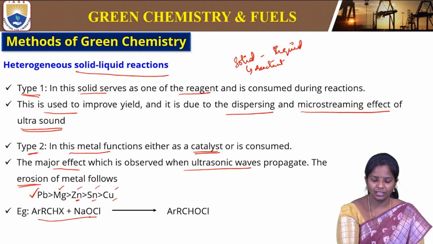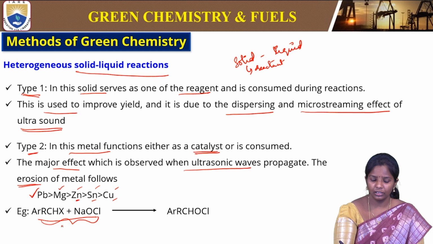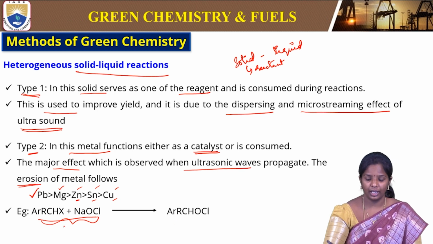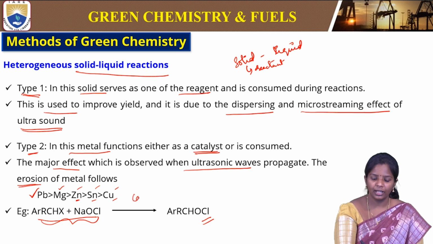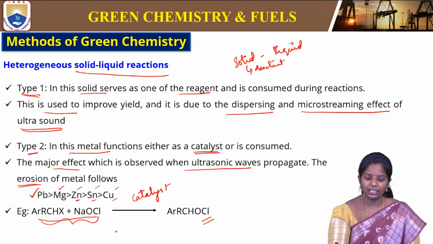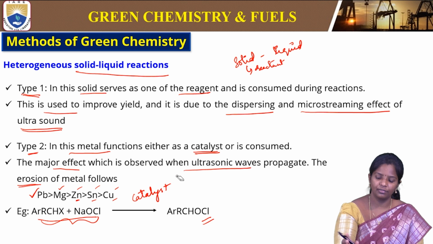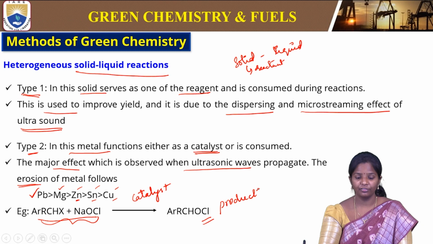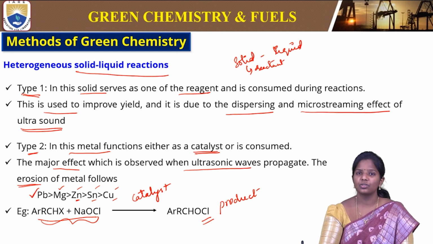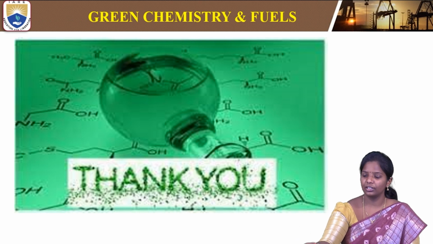This is one example wherein sodium hypochlorite reacts with an aromatic halide and forms the product. This is because of a catalyst; the metal used can act as a catalyst or be consumed, with the catalyst giving rise to products. This is one of the types of reaction that takes place during the sonochemical effect, forming the products. So these are the different types of reaction.